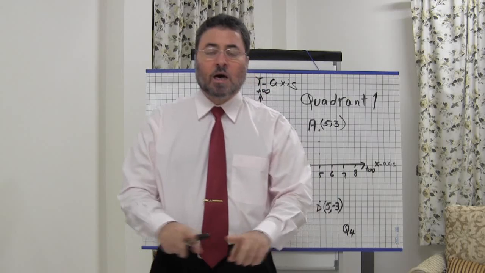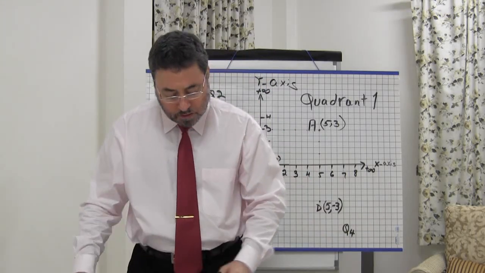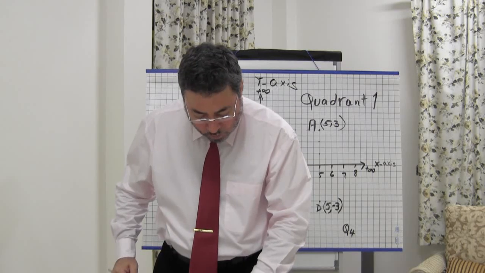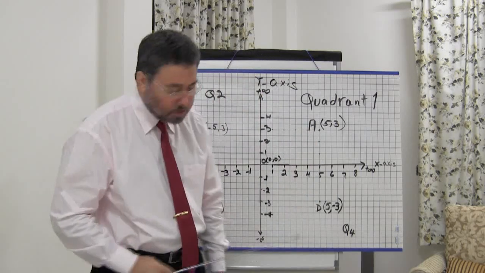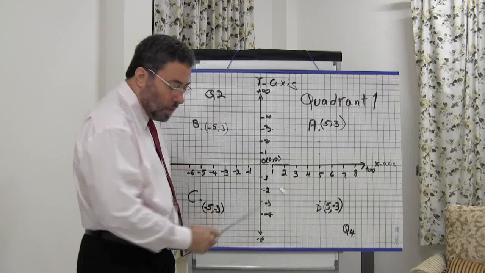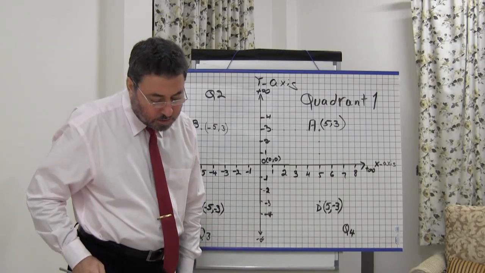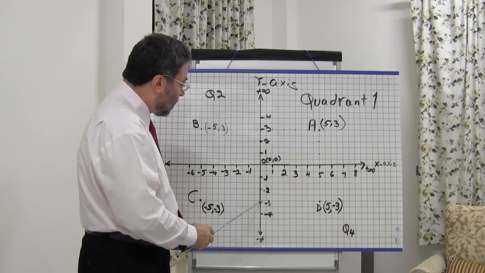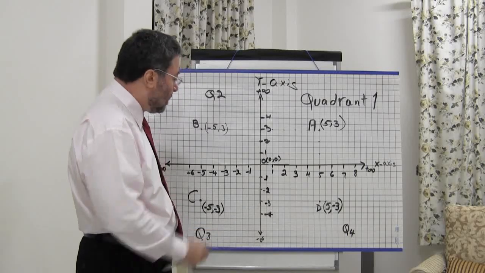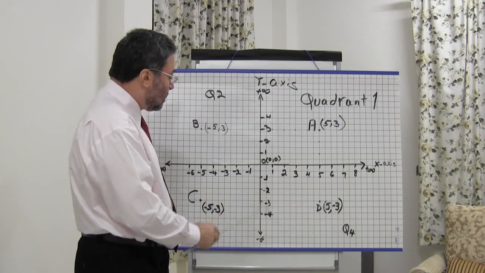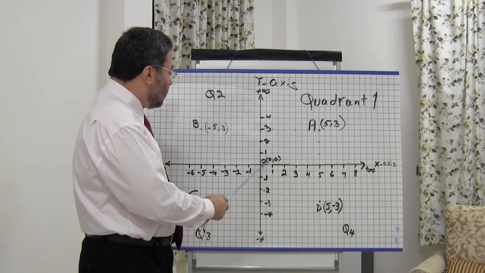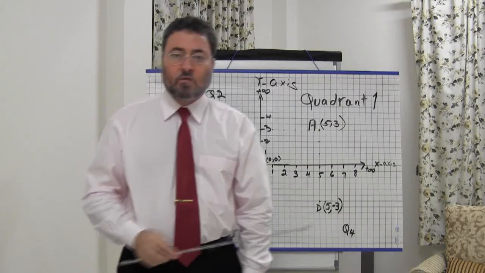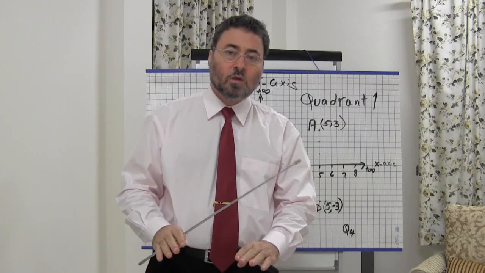The points that are located on the axes, such as point G, for example, or point N. G is minus 2 here, and point N is 1, 2, 3, minus 3 at this location. So 0 and minus 3. These points that are on the axes are not considered to be in any of the quadrants. They are simply called points on the axes.